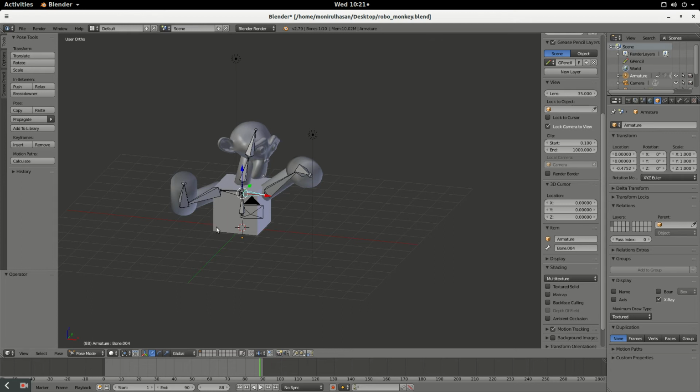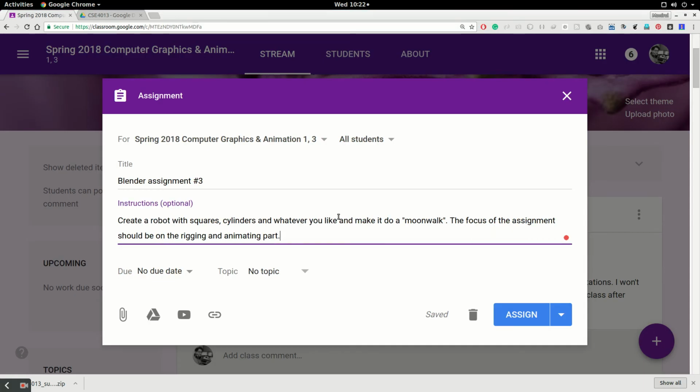So once you have this set up, you have to attach different mesh parts along with each and every one of these objects. Then the rest is simple. We do a keyframe animation, so you insert keyframes one after another. The only thing left over here is this moonwalk thing.